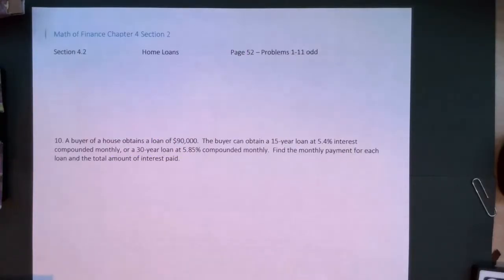We are in chapter 4 on home loans and more annuity problems, and now we're in section 4.2. This section is all about home loans, details, lots and lots of different things about home loans. So before we get started, we're just going to run through some of the formulas. Some of these we've seen before, some of them are new. We just have to kind of keep track of them.